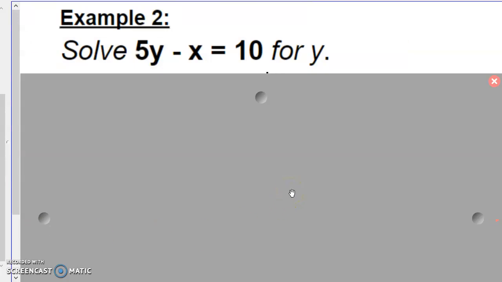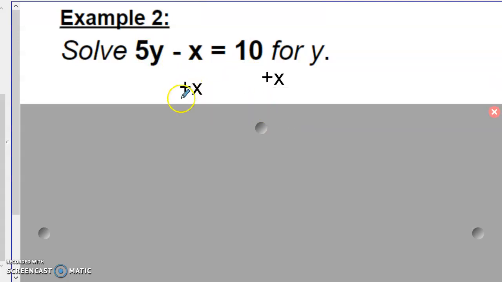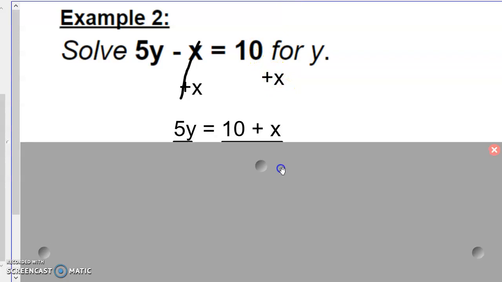Next up, and this one's kind of just something to think about because we did this at the end of chapter 3 in the extra topics, is we also want to be able to solve for different variables. So for this one, if I need to solve for y, the first thing I'd have to do is add x to both sides. Well, when I add x to both sides, that causes the x to cancel over here. Well, 10 and x are not like terms, so that means it just stays 10 plus x.